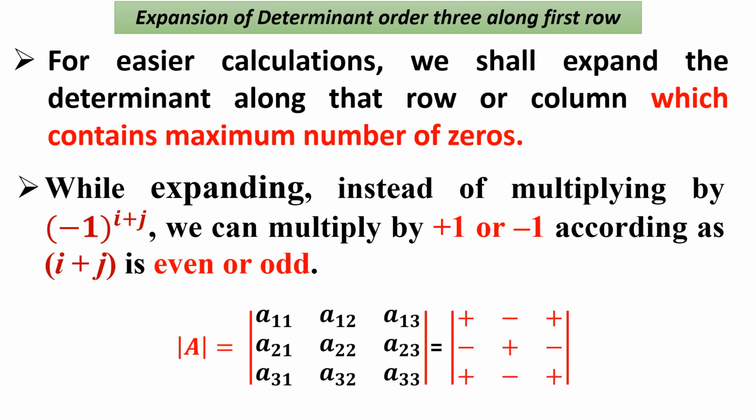Now this can be put in a formula like this: A11 plus, A12 minus, A13 plus, A21 minus, A22 plus, A23 minus, A31 plus, A32 minus and A33 plus. Whenever you are taking a particular element, you can remember this sign very simply, based on its position: minus 1 whole power, even number positive, odd number negative. It is a simple problem. But instead of writing minus 1 whole power something, you can take directly plus or minus.